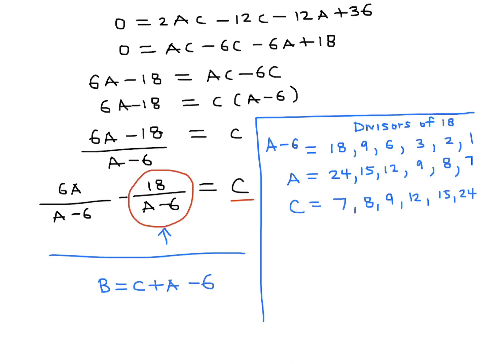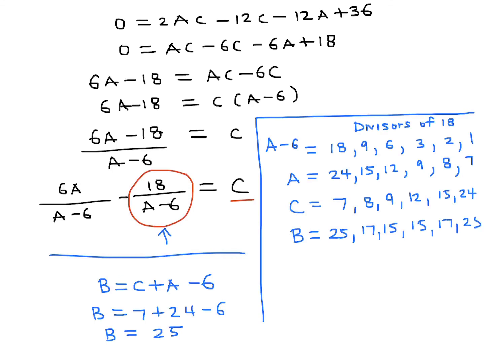I'll just do the first one. b is equal to, with c as 7 and a as 24, 7 plus 24 minus 6. That's 31 minus 6, 25. So you get b is equal to 25. And similarly, the other values are going to be 17, 15, 15, 17, and 25. All right?